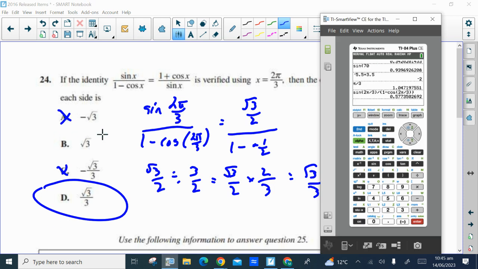Now you just have to check these two values, convert them to decimal, and see which one matches the answer we just got. Well, the root of 3 doesn't match it. So now we're checking the root of 3 divided by 3 does match it. So you could have used your calculator to find the value of either the left or the right side when x is 2 pi on 3, and then compare it to the answers that you have to choose from.